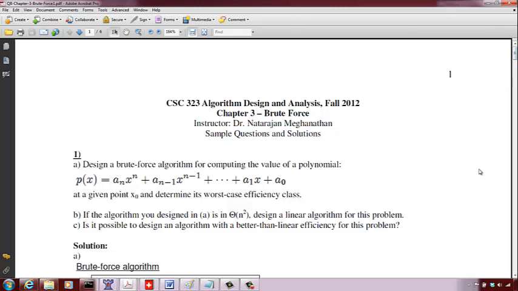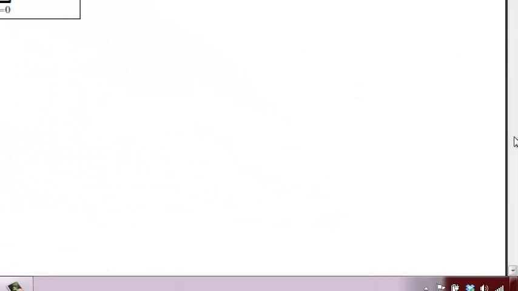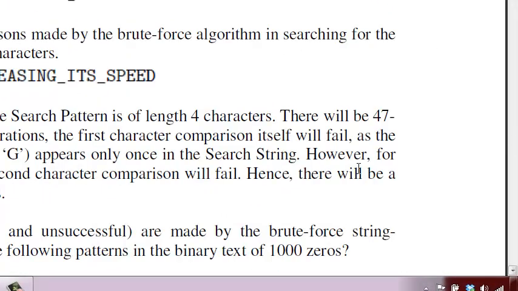Hello students, now I'm going to talk about some string comparison questions in the question bank for chapter 3. So we'll start from this question number 3.